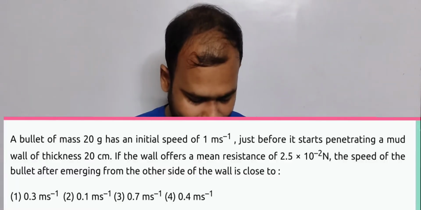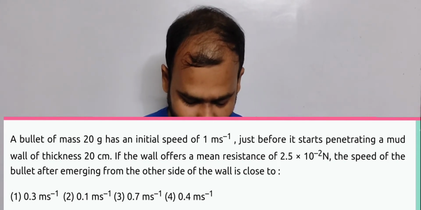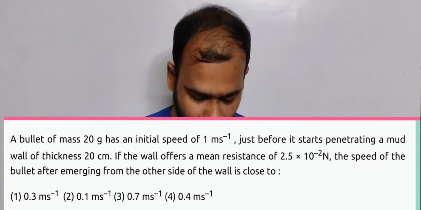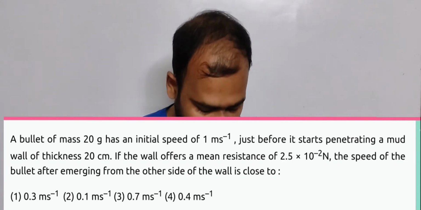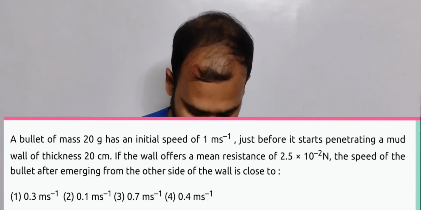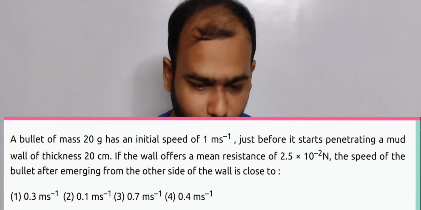The next problem is a bullet of mass 20 gram has an initial velocity of 1 meter per second just before it starts penetrating a mud wall of thickness 20 centimeter. If the wall offers a resistance of 2.5 into 10 to the power minus 2 Newton, find the speed of the bullet after emerging out of the wall.